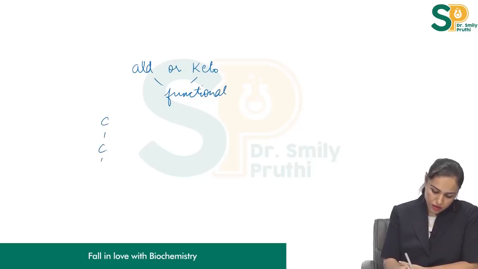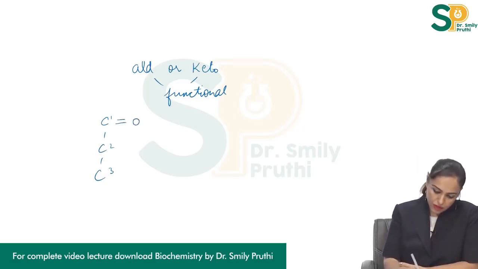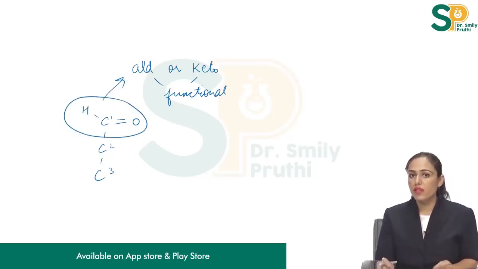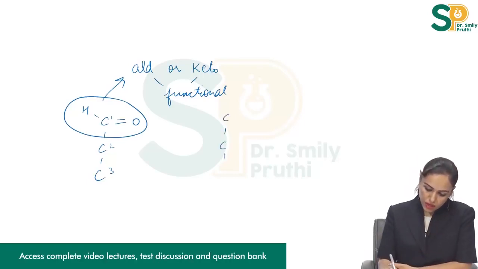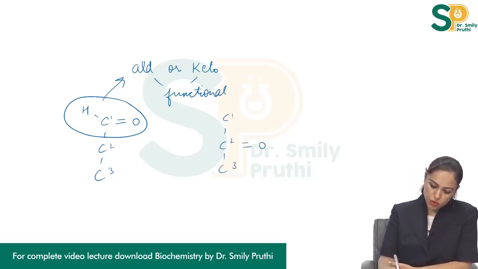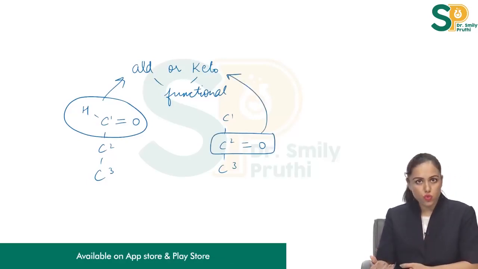Let's take a 3 carbon skeleton C1, C2, C3. In this 3 carbon skeleton, if a double bond oxygen is present at C1, completing the valency with hydrogen here, then this group is known as the aldehyde group. So can I say the aldehyde group is always present at C1, right? Now again I am taking a 3 carbon skeleton. Now I am making a double bond O at C2, valency is already complete, then this group is known as the keto group. The keto group is always present at C2, right?